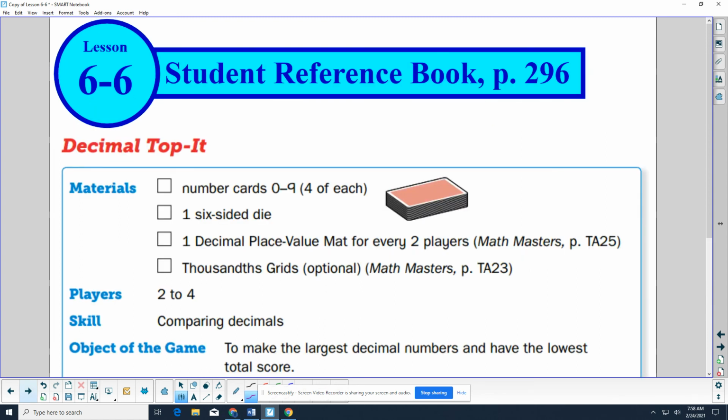Okay, and then to finish off the lesson, just to help you review with decimals, you're going to play Decimal Topic online, and you can find that on the McGraw-Hill website.